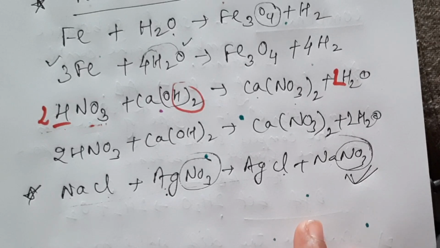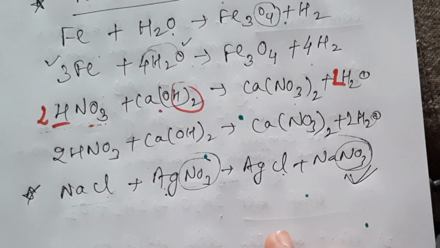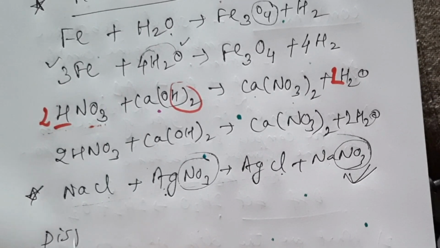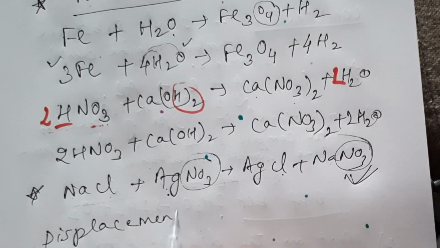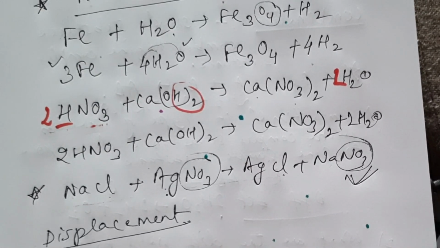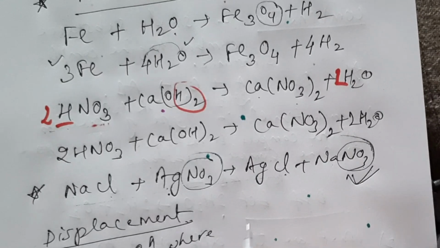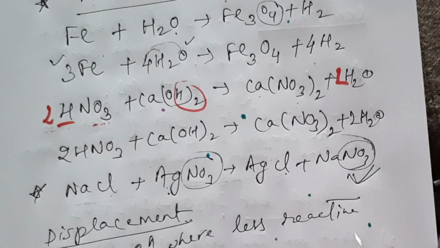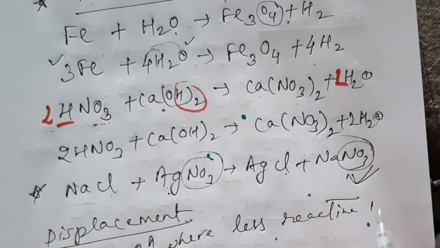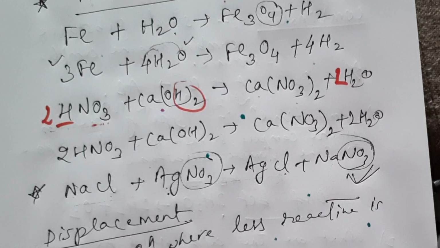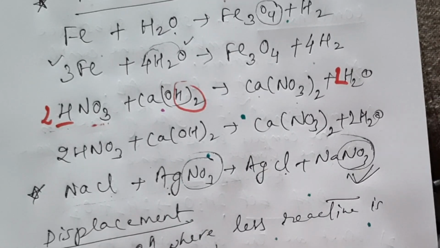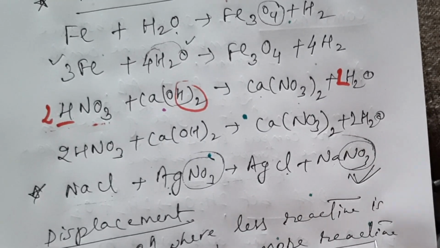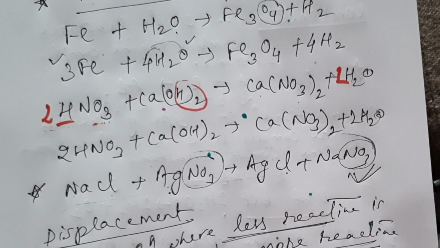Now the next topic. Balancing is important. After balancing, we get the further definition, that is displacement reaction. What is displacement reaction? The name itself is saying something is getting displaced. It is a type of reaction where the less reactive element is displaced by a more reactive element. So you need to remember, while writing the definition, the more reactive one is displacing the less reactive one. This you need to concentrate on.